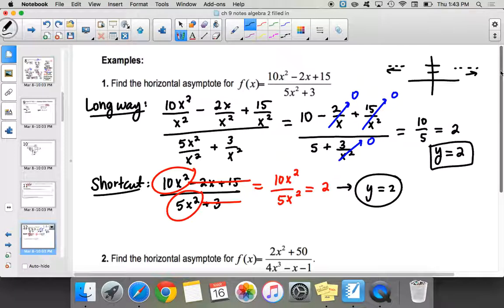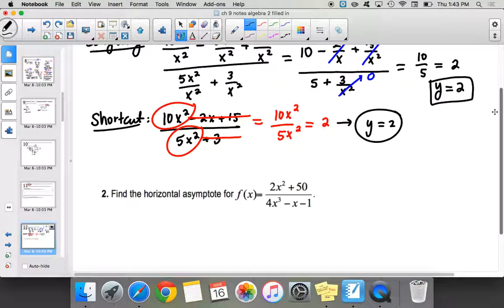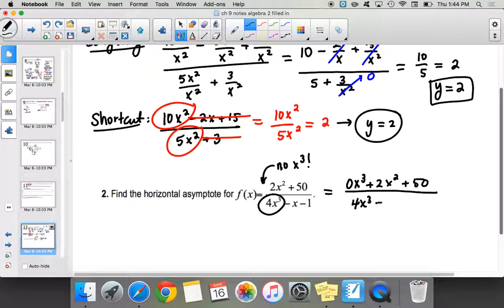Okay, so let's try some other examples, some weird examples. For this next one, what's our largest degree in either the numerator or denominator? X cubed. We don't have an x cubed in the numerator, so all we do is put it in. We say 0x cubed plus 2x squared plus 50x plus 50, all over 4x cubed minus x minus 1, and we look for our largest degree and divide them out. So when I divide 0 over 4, what do I get? 0. So y equals 0 is my horizontal asymptote. Done.